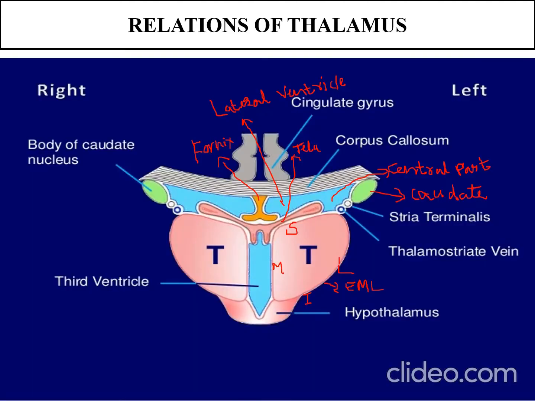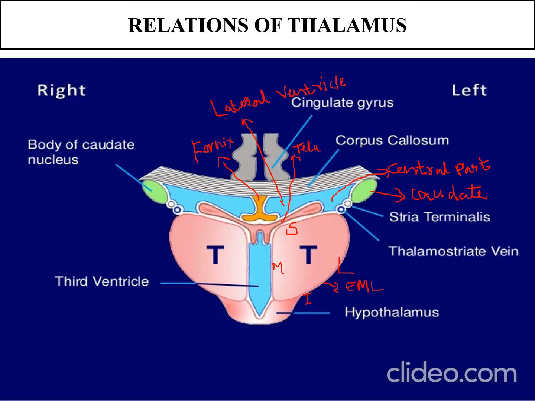Now the relations of the surfaces of the thalamus. This can be studied with the cross section of the brain. First we will go with the superior surface. The superior surface is convex and is related to the fornix and the tela choroidea of the lateral ventricle. Tela choroidea is nothing but the double layered pia mater. The medial part of the superior surface forms the floor of the central part of the lateral ventricle. The lateral part of the superior surface relates to the caudate nucleus, stria terminalis and the thalamostriate vein.